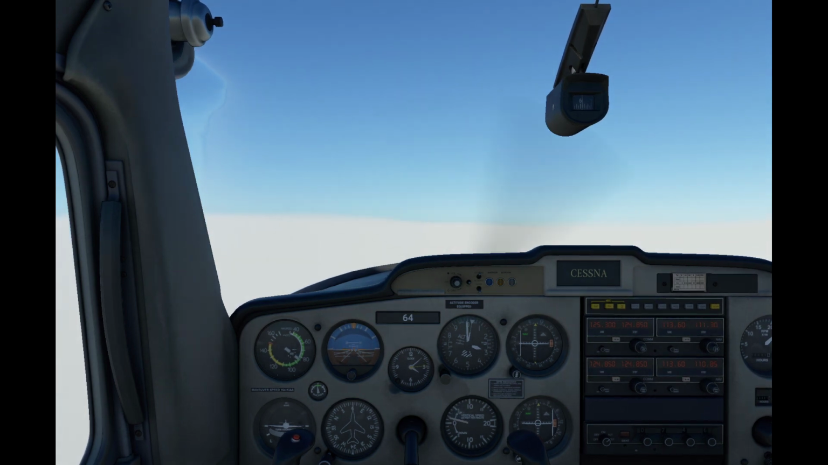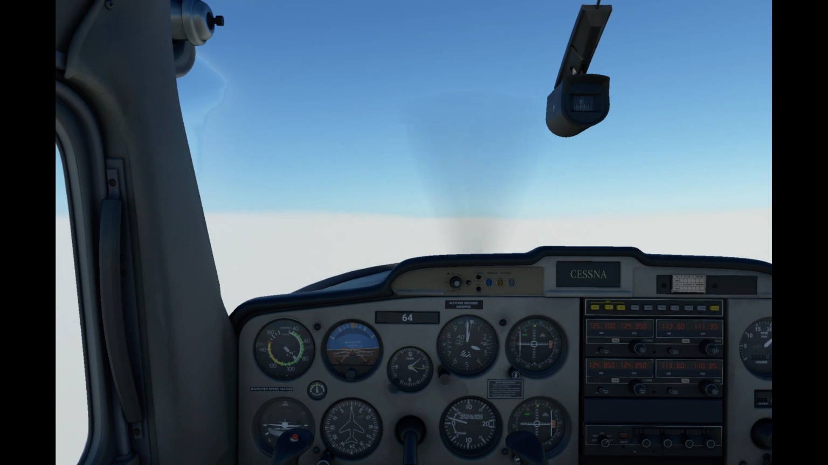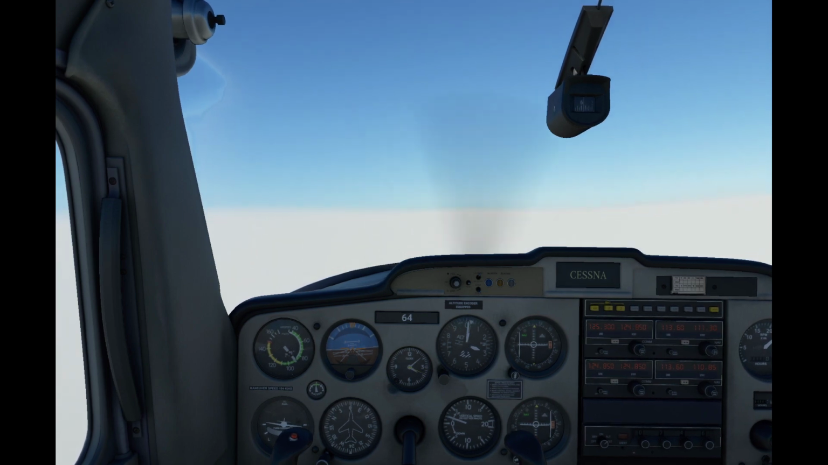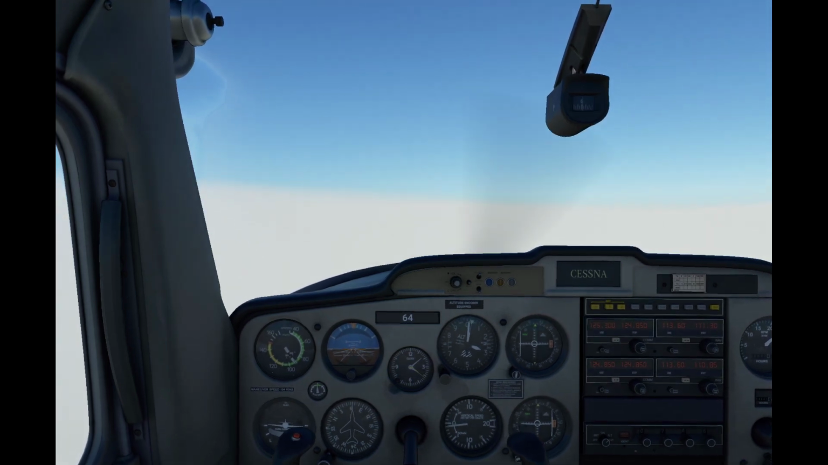Gently level the aircraft off. All right, nicely done. Come down just a little bit. Now look at that optical illusion that cloud will create.